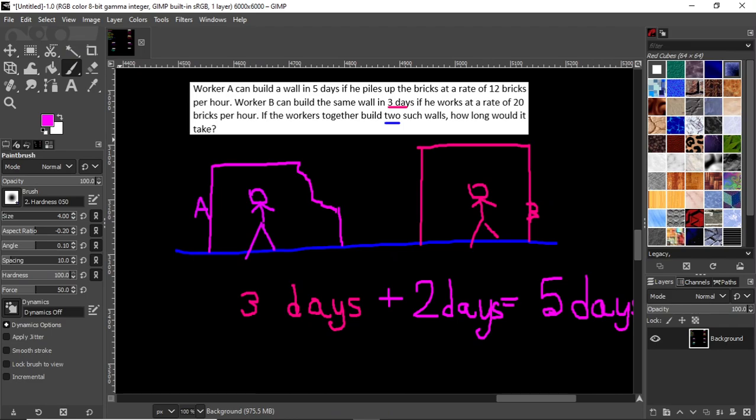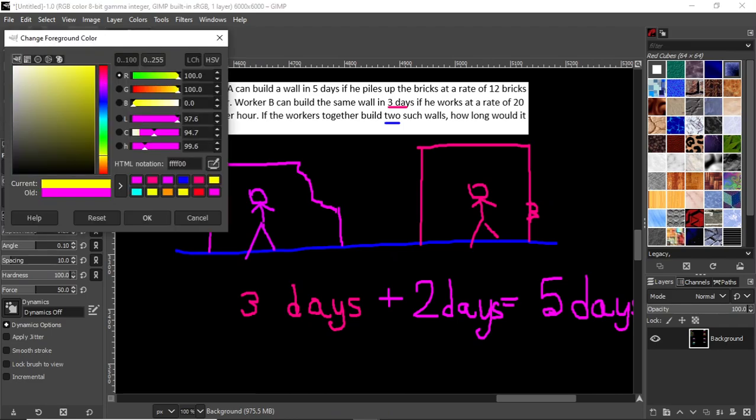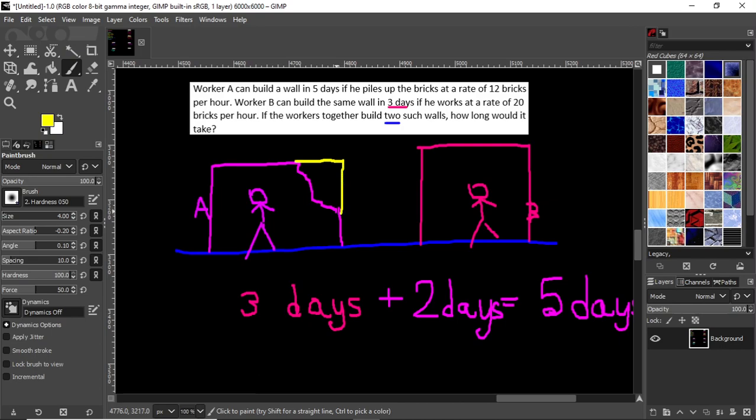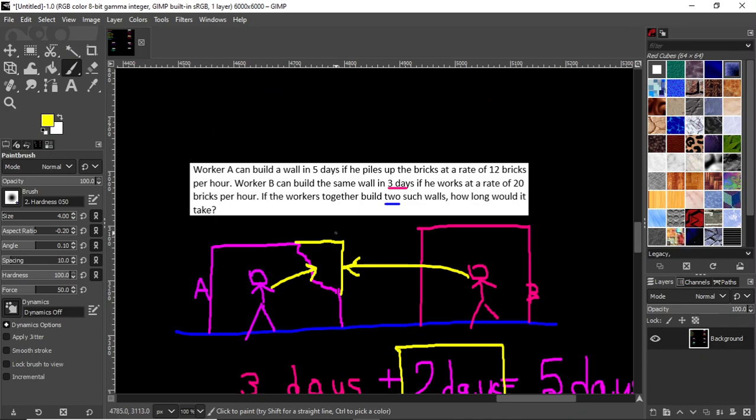It sounds nice, but the thing is, to build this portion of the wall, it's not like worker B is just going to sit around and not do any more work. That's not being said in the question. So after worker B is done with his wall and worker A is done with a portion of his wall, they're going to work on this together. So this portion is not going to take 2 days. That logic cannot be applied. So it's not going to be 5 days. It should be a bit less than 5 days. That's why this would be wrong.